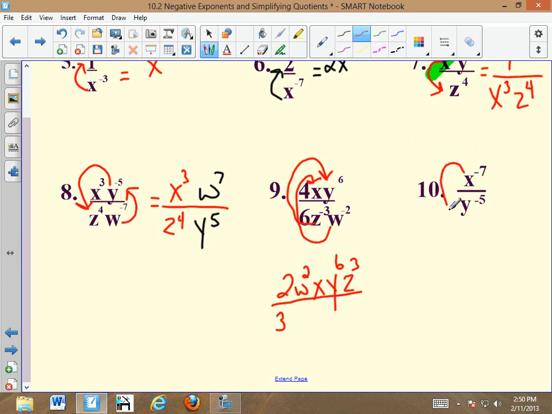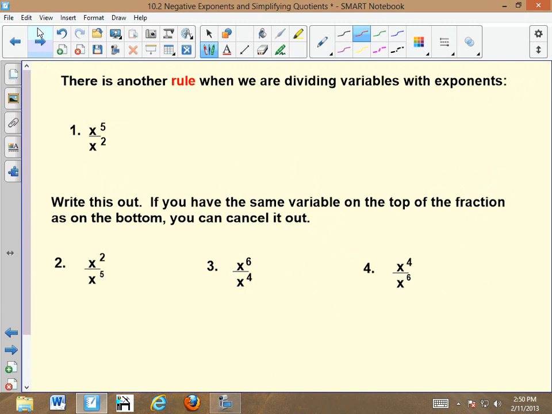Okay, my x to the negative 7 needs to move down. My y to the negative 5 needs to move up. So I get y to the 5th power over x to the 7th power.